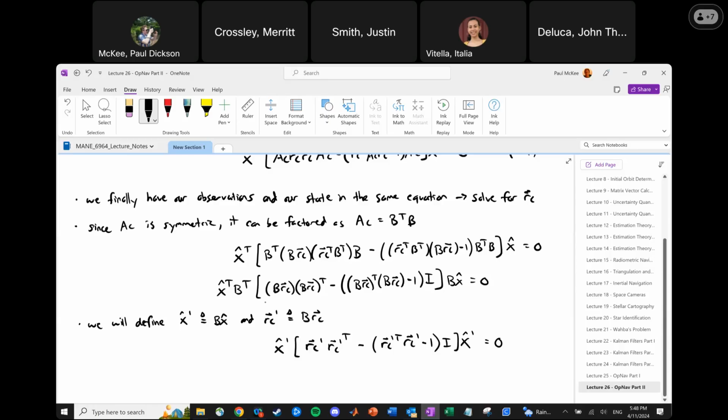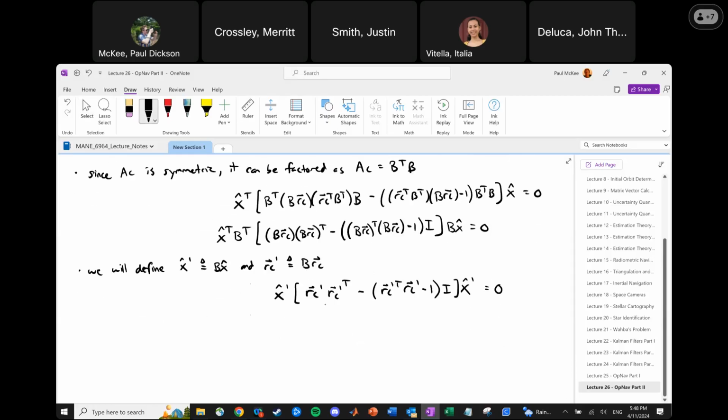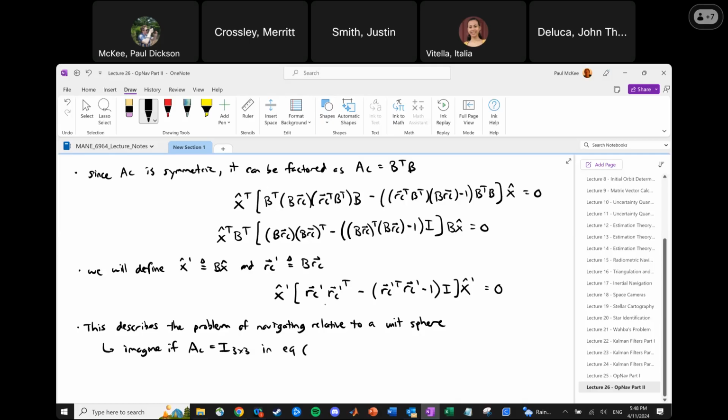So what we've really done here is we've reached a point where this describes the problem of navigating relative to a unit sphere. What the heck does that mean? We'll just say this. Imagine if the planet shape matrix was the identity matrix in the star equation that we saw before.